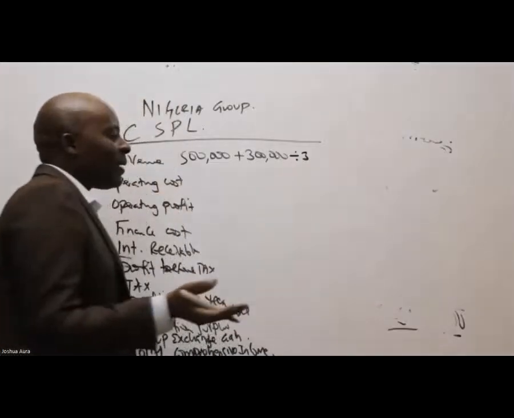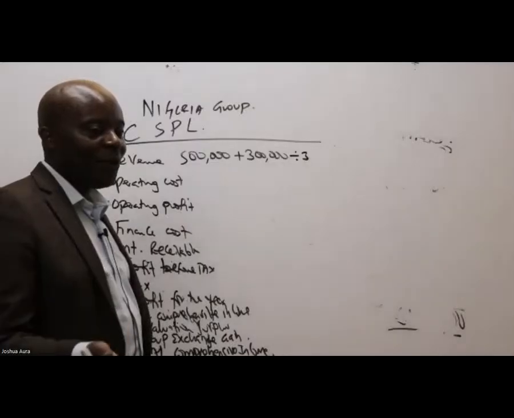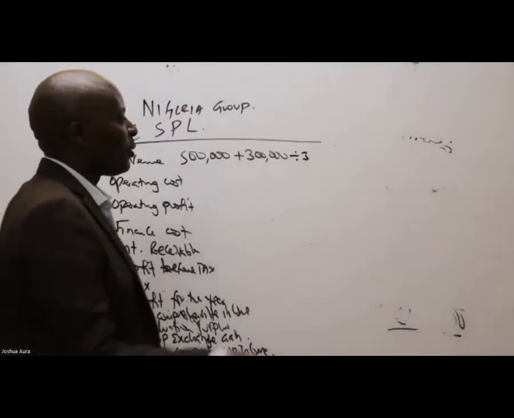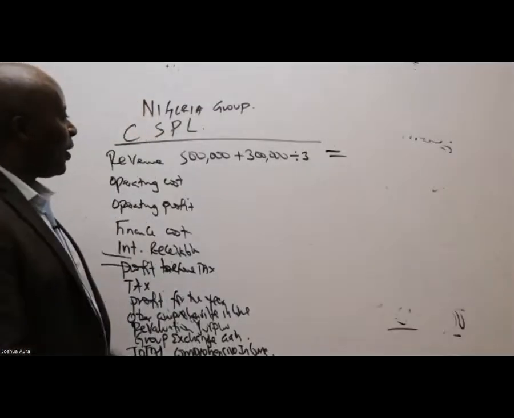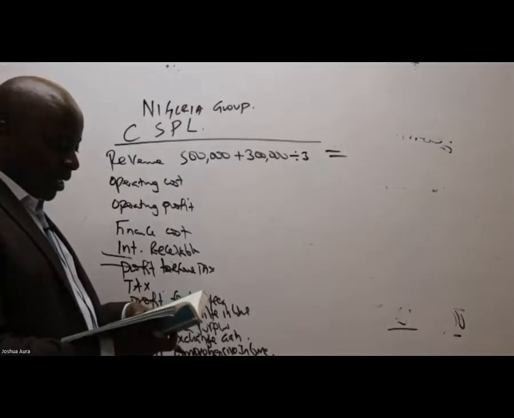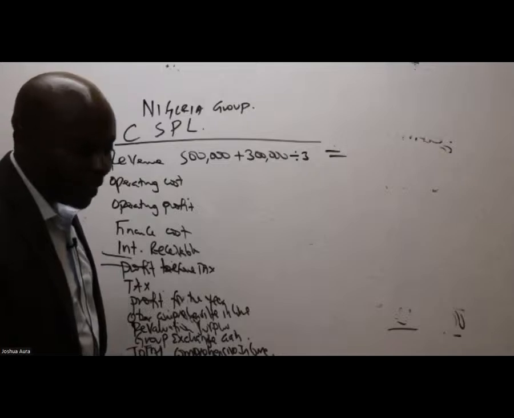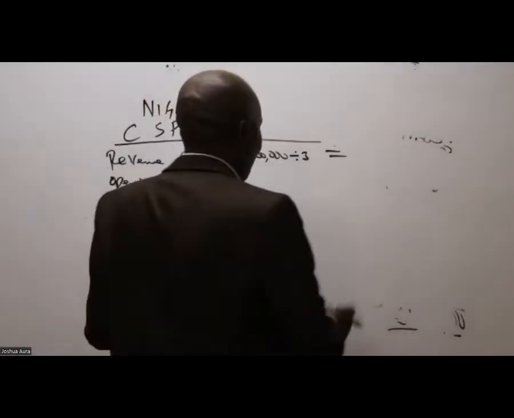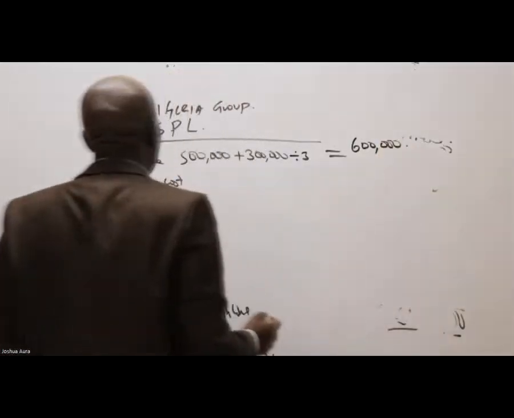Haya, unajua hii haina mambo. So hebu nipatie hapa figure. Tuone 500,000 plus 300,000 itakuja ngapi? Inakuja 600,000. And then we have, ladies and gentlemen, operating cost.